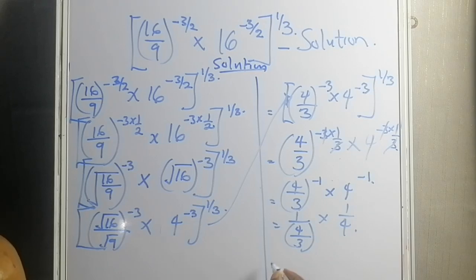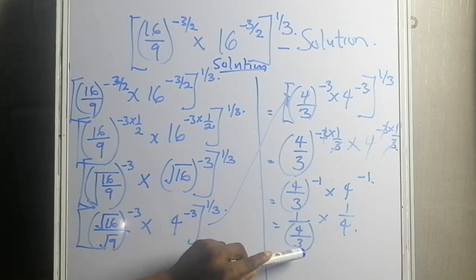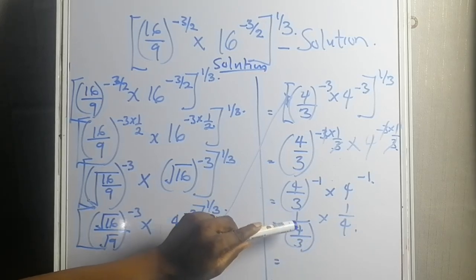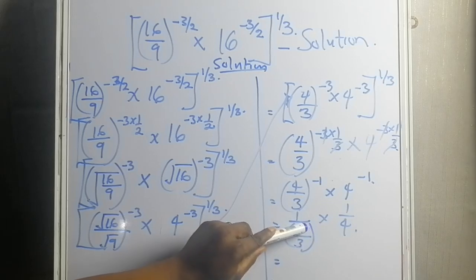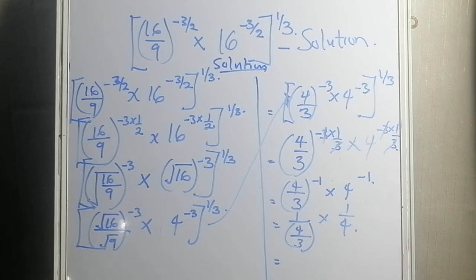So don't forget, I've told you, if you want to remove this division, the numerator will go up and the denominator will come down. The numerator becomes the denominator, and the denominator becomes the numerator. That is, this will go up and this will come down. So this is the same as saying 3 over 4 times 1 over 4, which is the same thing as 1 divided by 4 over 3.